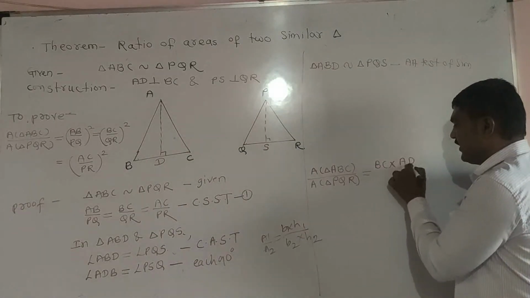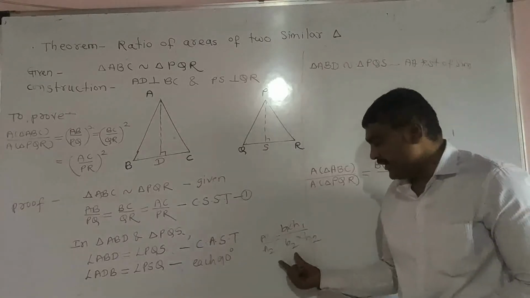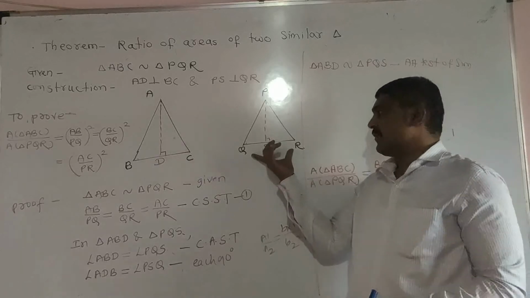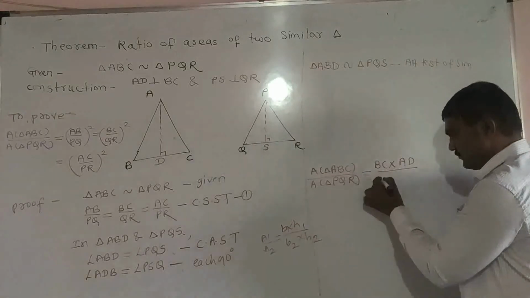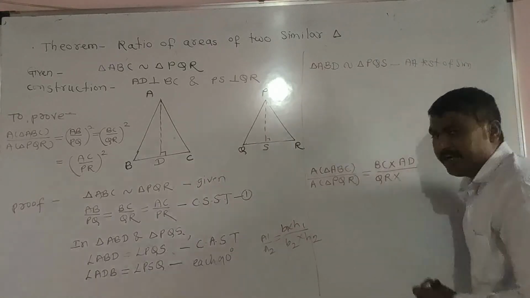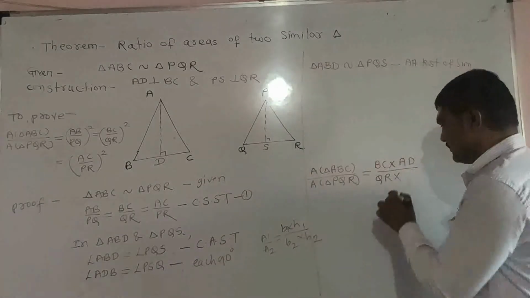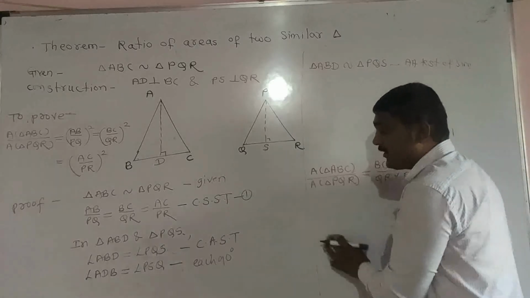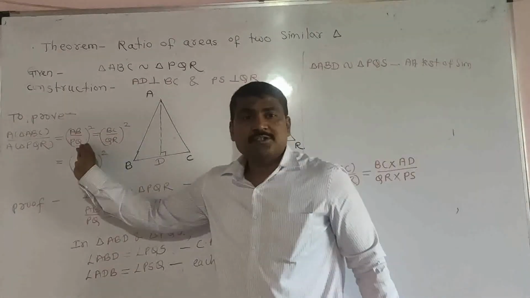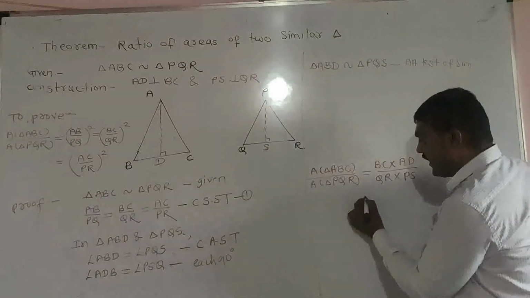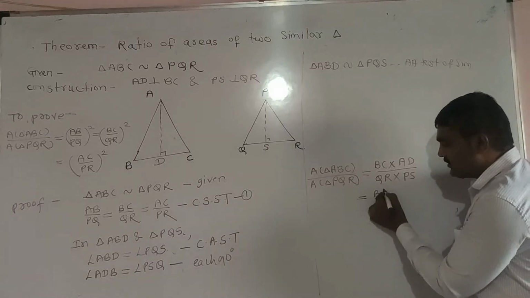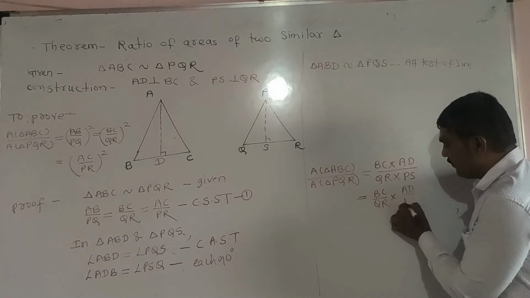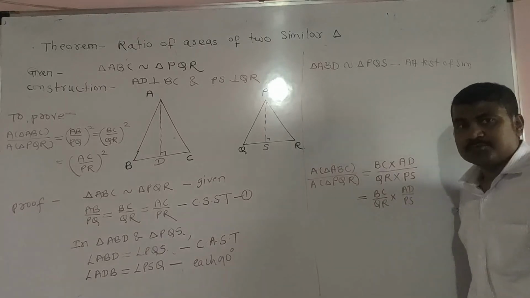So I am writing AD here. Now B2. B2 means base of the second triangle. This is the second triangle. Which is the base? Base is QR. And what is its height? Height is PS. Finish. Understood? And what do we want? We want the square of the side. So I am separating this: BC upon QR multiplied by AD upon PS. I have just separated these two terms.